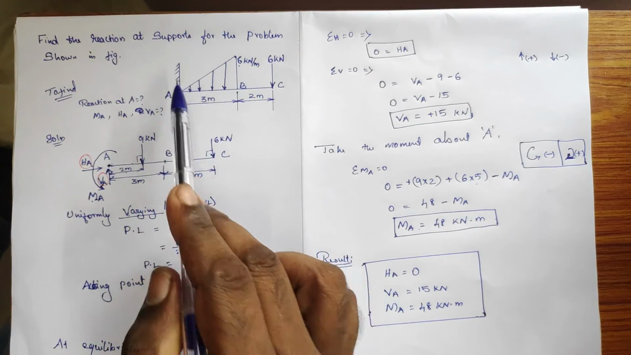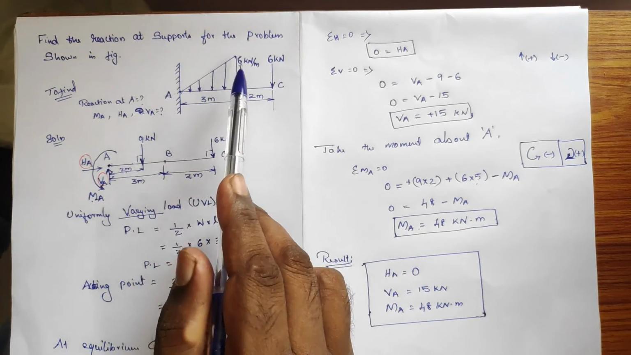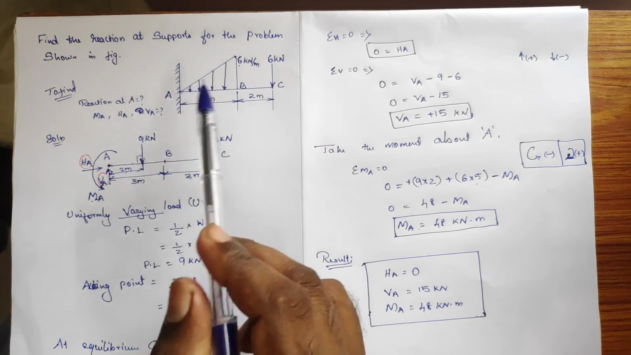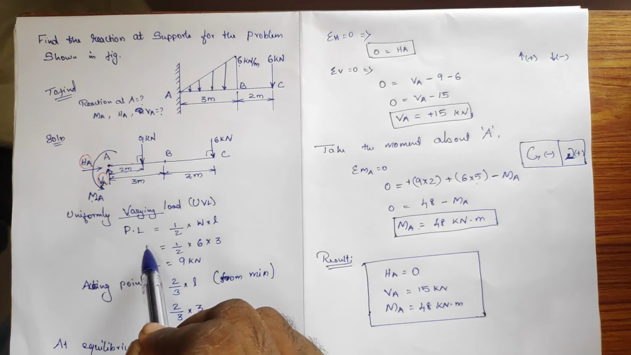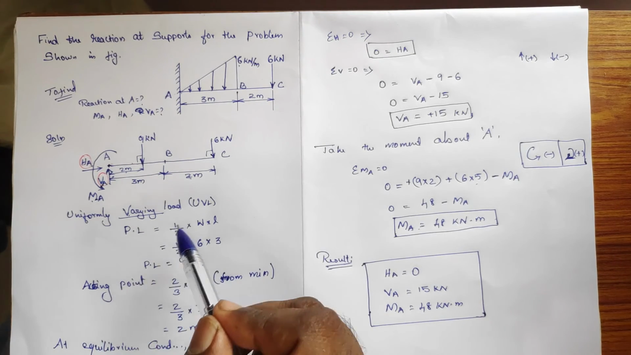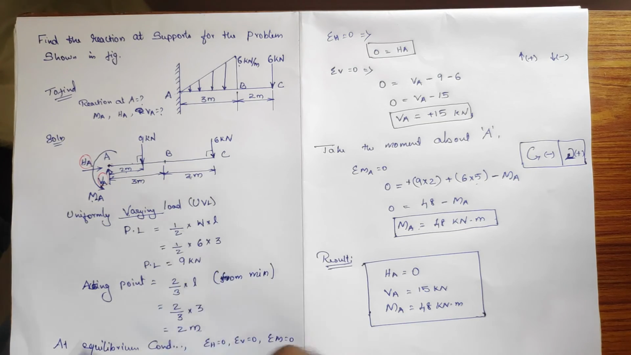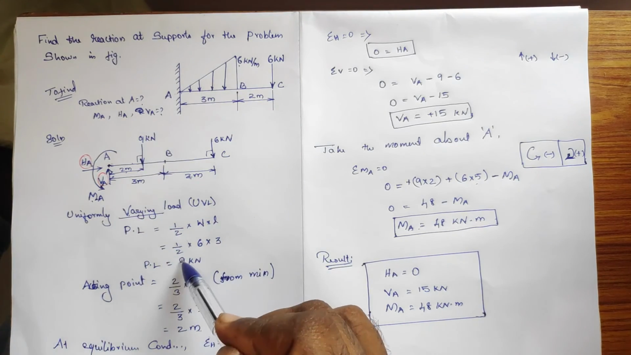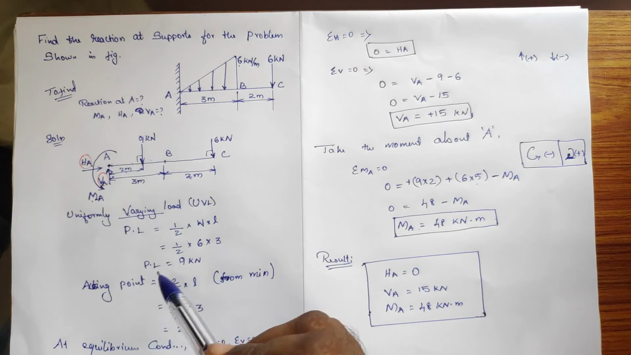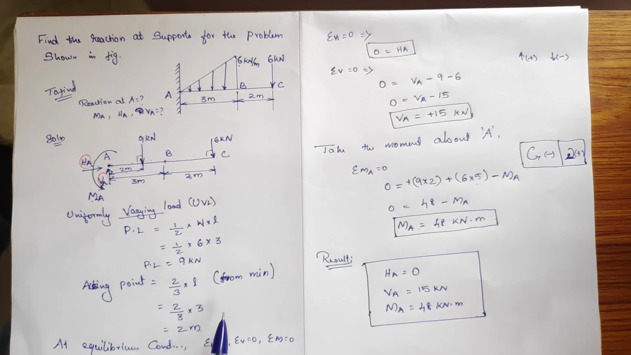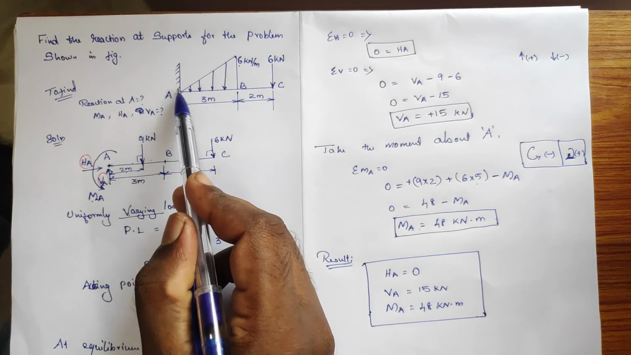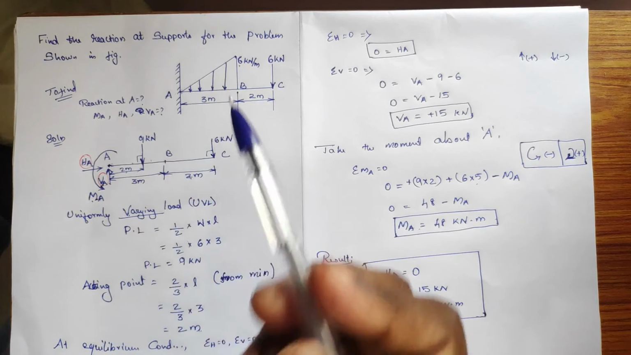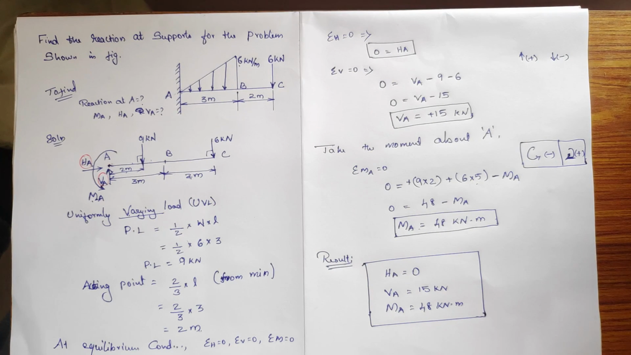And here we have the uniformly varying load. When you come across a uniformly varying load, we must convert it into a point load. The value is given by the formula 1 by 2 of its intensity of load into its length, how long it is spread out. And for where it is located, the acting point, from the minimum side the formula is 2 by 3 into its length. If you are taking from the minimum side, this is the maximum side. Here I have taken from the minimum side, so 2 by 3 into L.